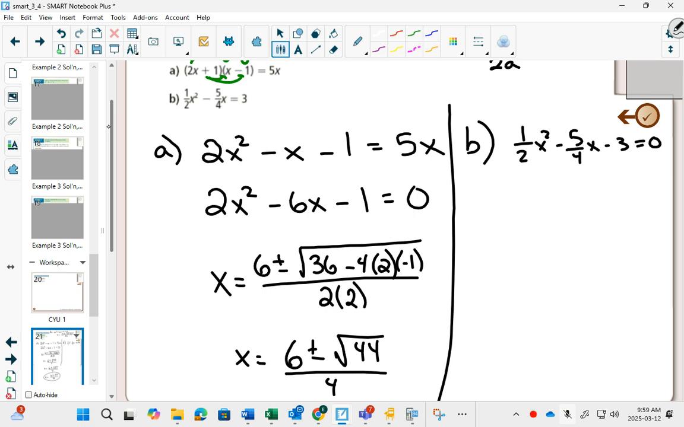Right? 2 would get rid of the 2, but it wouldn't get rid of the 4. Would 4 get rid of the 4 and the 2? Yes. So if I multiply both sides by 4, which distributing would multiply everything by 4, I would get 2x squared minus 5x minus 12 equals 0.